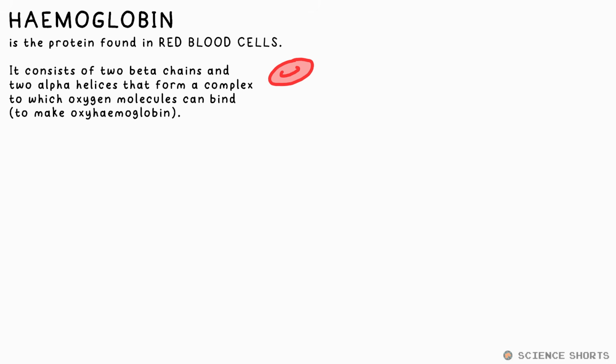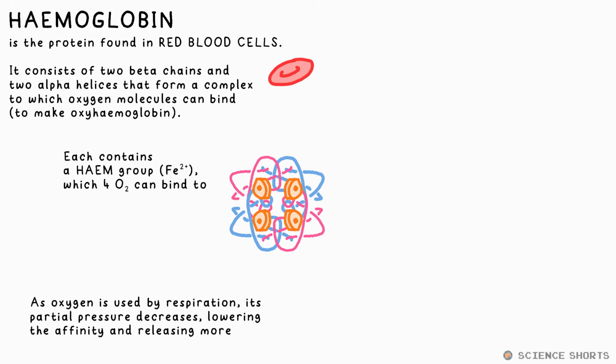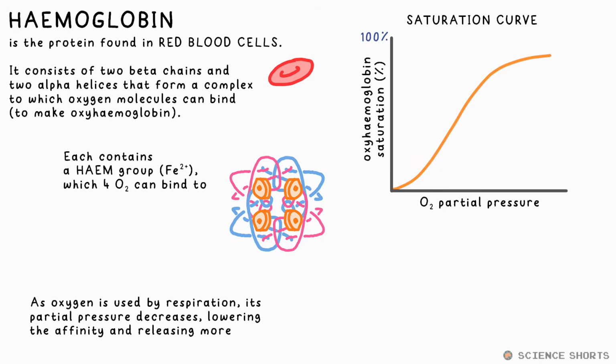It consists of 2 beta chains and 2 alpha helixes, each containing a heme group which can carry 4 oxygen molecules each. Oxygen binds more tightly to haemoglobin if its partial pressure is increased. Its affinity increases. When oxygen is used for respiration, its partial pressure decreases, so haemoglobin's affinity for oxygen decreases and the oxygen is released to be used. This saturation or dissociation curve shows how its saturation changes with partial pressure.